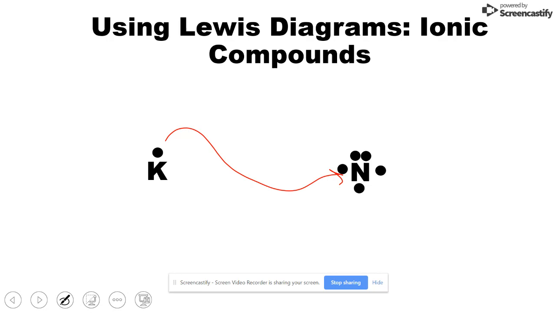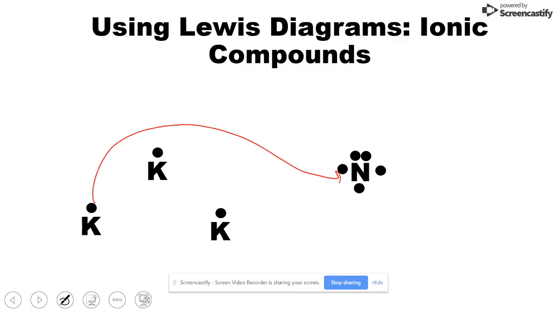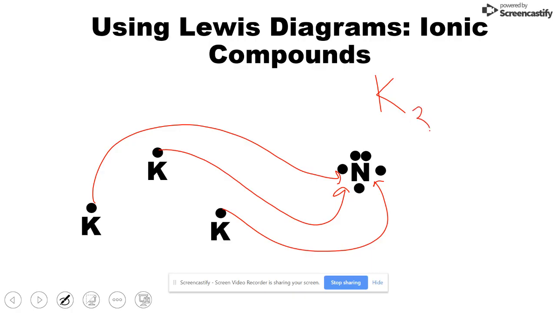So in this case, if this compound must form just between potassium and nitrogen, how can I get around this problem? Well, I can have 2 more potassium atoms. So now I have 3 potassium atoms, each one having its own 1 valence electron. This valence electron can go here, this one can go here, and this one can go here, which would give me the structure K3N, right? So 3 potassium for every 1 nitrogen. So here I'm using my Lewis diagrams to predict my ionic compound formation.